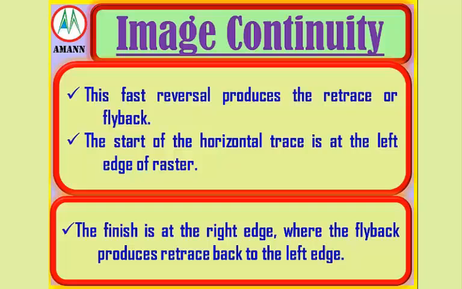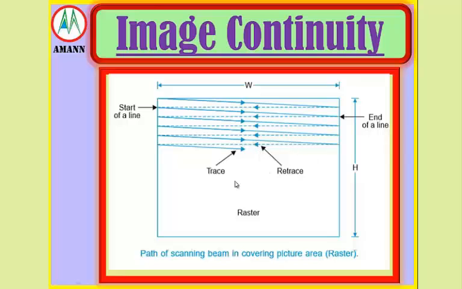The start of the horizontal trace is at the left edge of the raster. The finish is at the right edge where the flyback produces a retrace back to the left edge. This is the raster and this is the trace and retrace. The horizontal trace starts at the left edge of the raster, so it will start in this area, then it will end in this area. This is the width. The retrace starts in this area, and it will finish in this area also, that is from right to left. The retrace is from right to left, and the trace is from left to right.